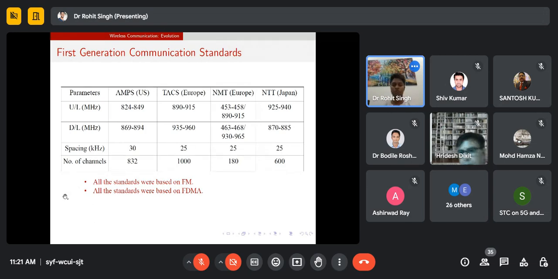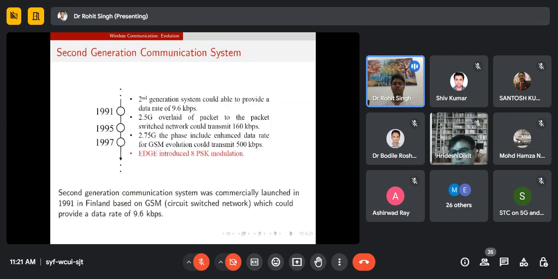To make some betterment, the second generation came into the picture. As we discussed, the first generation was analog only, and we could only support voice communication. In the second generation, we switched from analog to digital communication systems. Going digital gives other advantages. First of all, being digital, we can now apply better signal processing aspects.